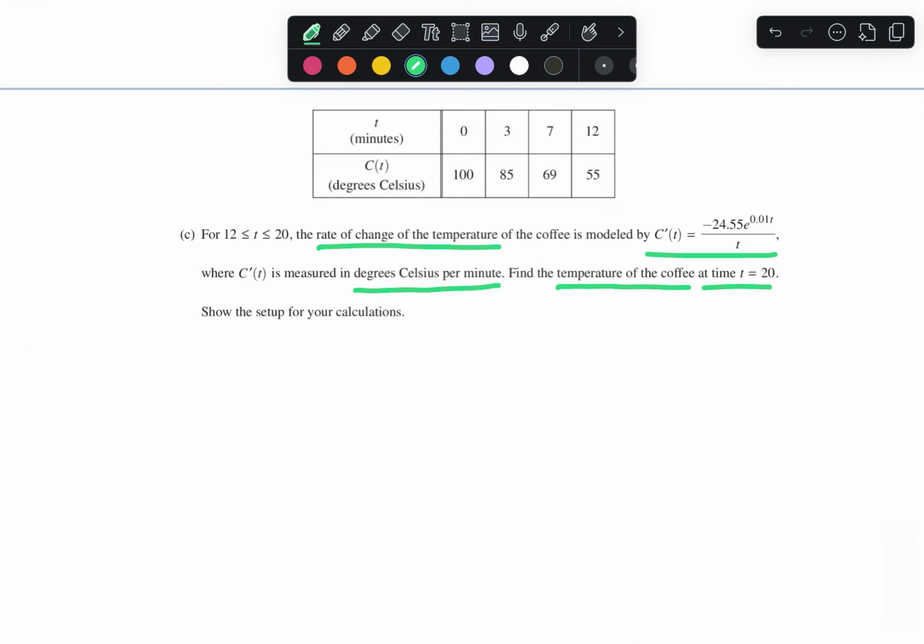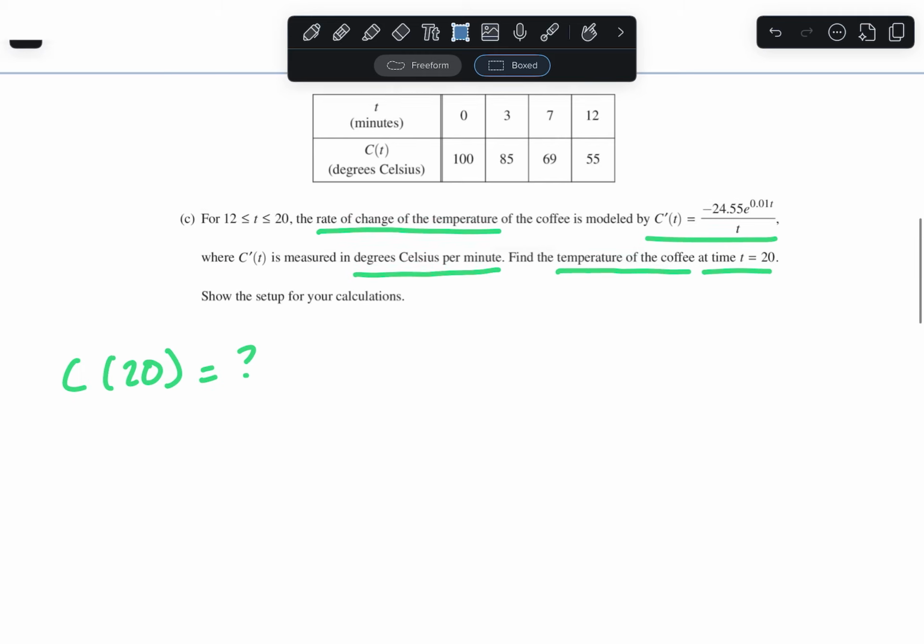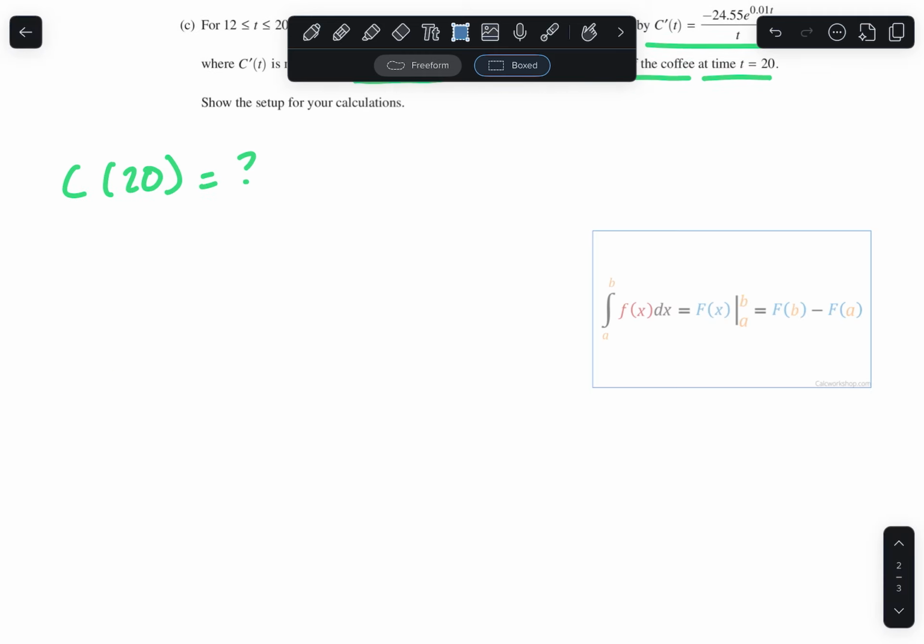We do not want to solve for C prime of 20 because that will give us the rate of change at t equals 20 minutes time. What we're solving for is C of 20. What is C of 20? How do we solve for it? Okay, so let's think about it. We have this rate of change equation. Maybe we can work backwards and figure out C of 20 using that. And that would be the exact correct logic.